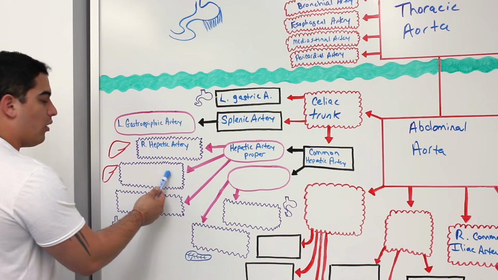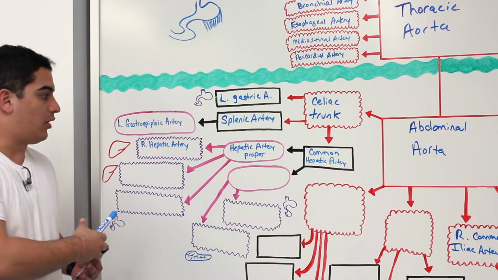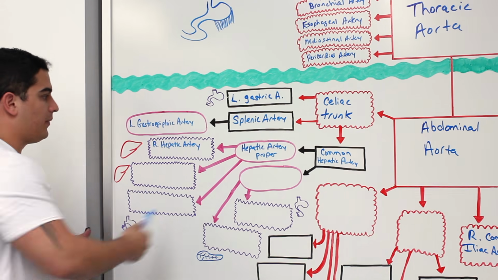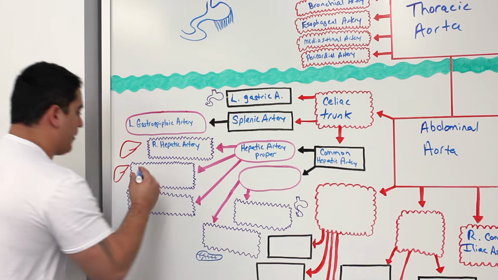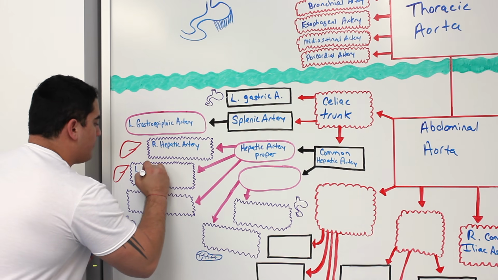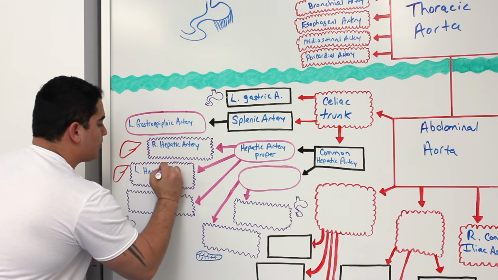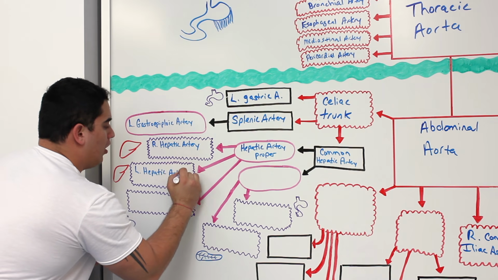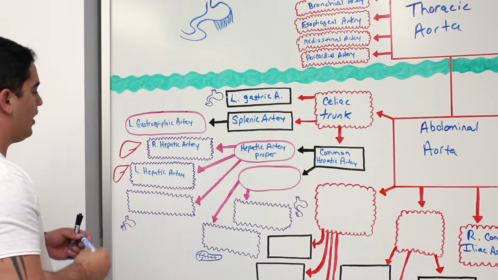Now you have another one which goes to the left lobe of the liver. So you have the right lobe of the liver and the left lobe of the liver. This is going to be the left hepatic artery. So this is called the left hepatic artery. All right, sweet deal.